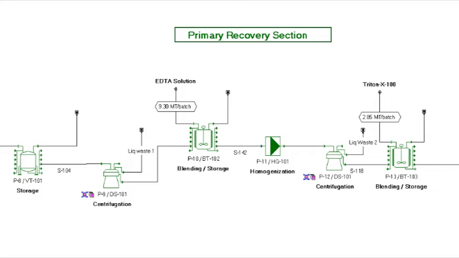Primary Recovery Section. Operation Unit 8: Source Tank BT101. After the end of the fermentation, the broth is stored in a source tank, which isolates the upstream section from the downstream section of the plant.